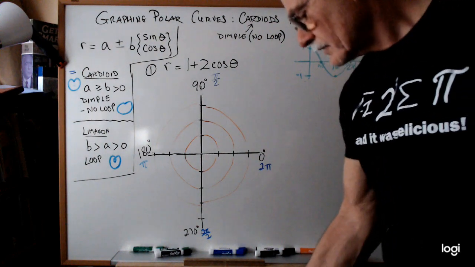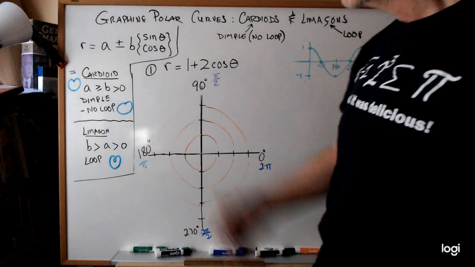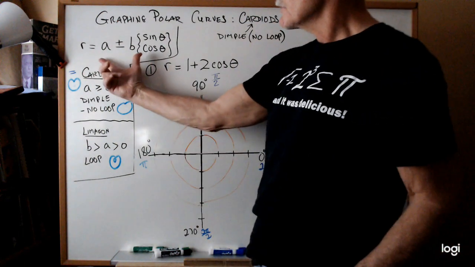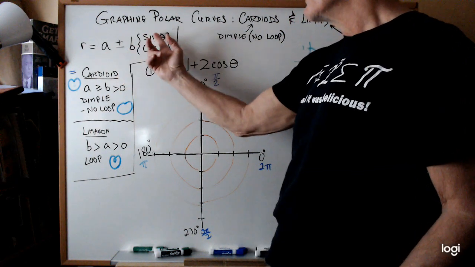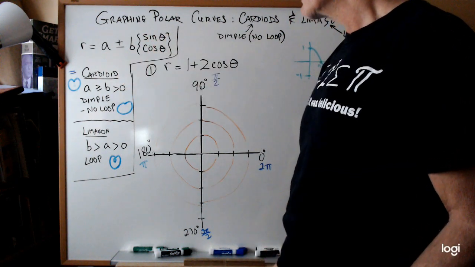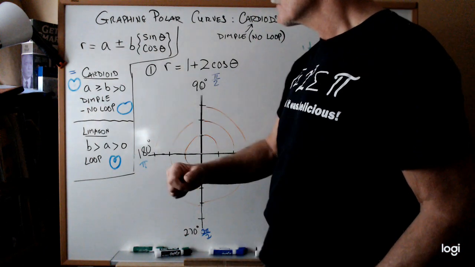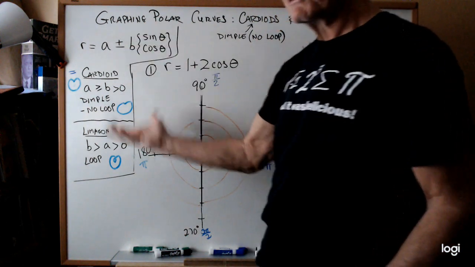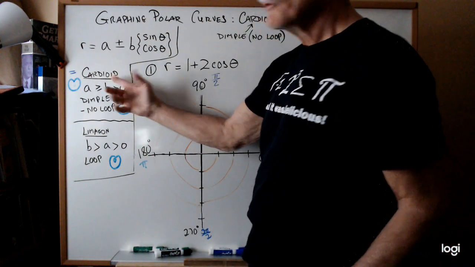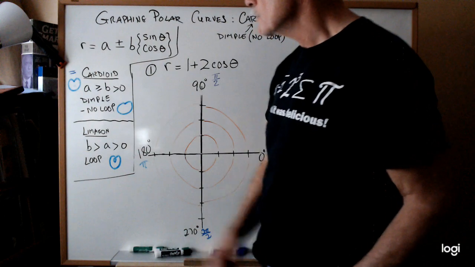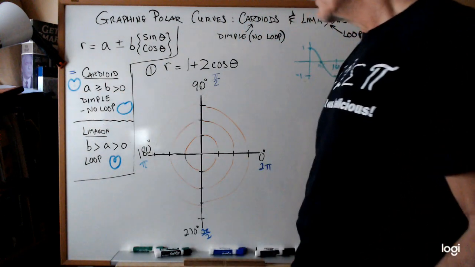And just as a general bit of understanding, we're working on cardioids and limacons. This is the general form: r equals a plus or minus b, either sine or cosine. And notice I have the plus or minus here, so we're always going to think of a and b as positive. And it turns out you get a cardioid. Cardioid means heart. You get a heart-shaped region if a is greater than b.